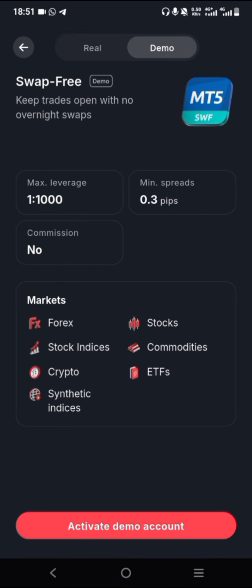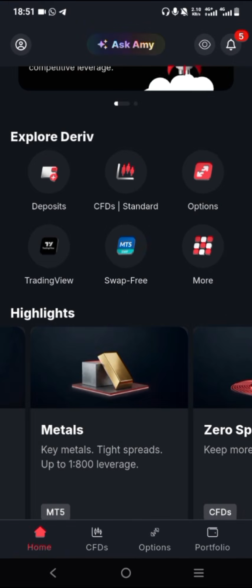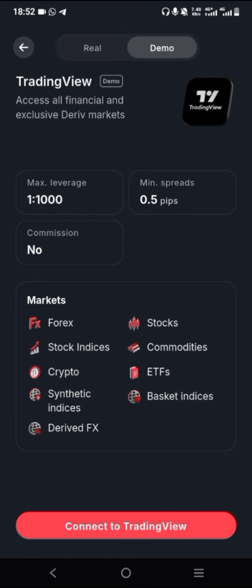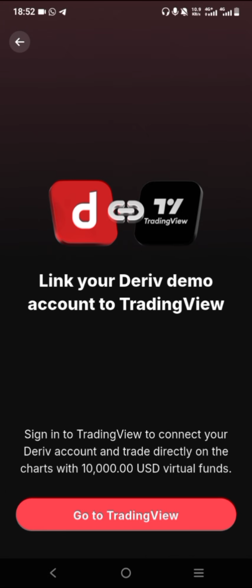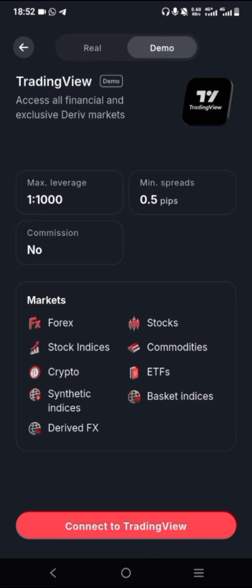We'll go back to this Trading View. As you can see, on the down button you say connect to Trading View. When you connect, you link your Deriv demo account, or your real account when you are using your real account to trade, to sign in to the Trading View, to connect your Deriv account and trade directly on the chart with 10,000 US dollar virtual fund. Go to your Trading View. So this will show you the analysis. You understand? So let's go back.